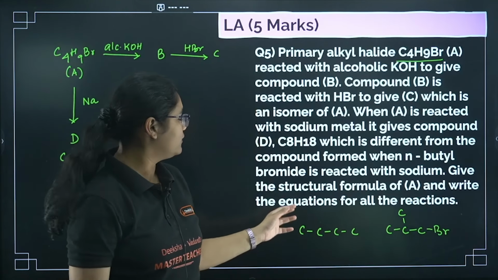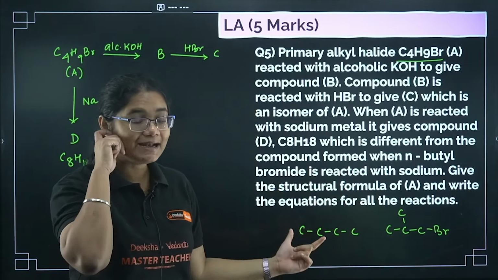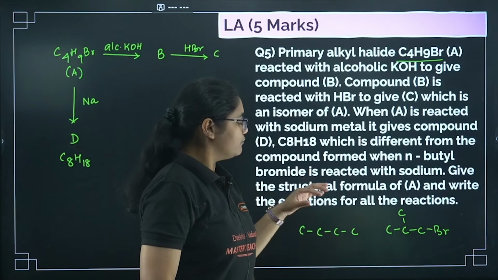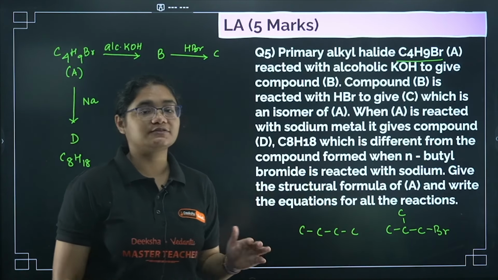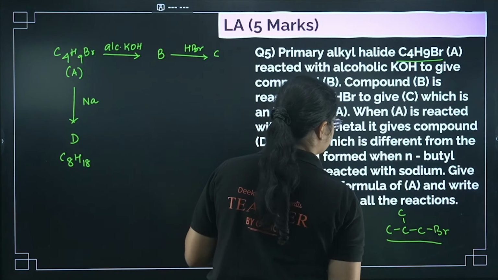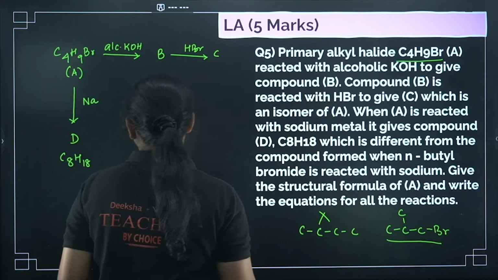Here the third part clarifies that D is not the product we get when N-butyl bromide reacts with sodium. So that clearly indicates that this is not the answer, and this has to be the answer. So give the structural formula of A and write the equations for all the reactions.